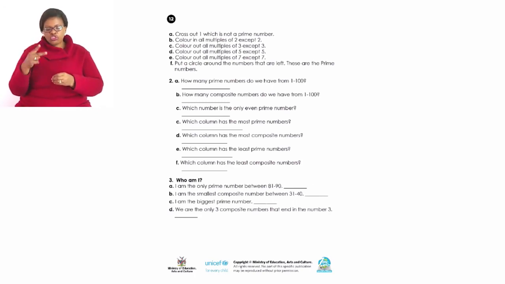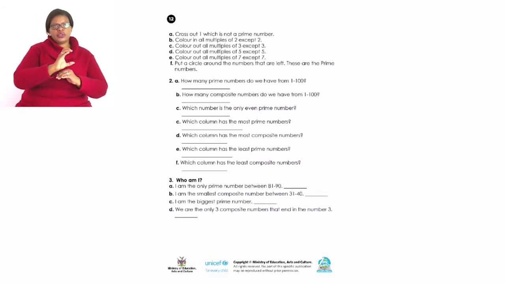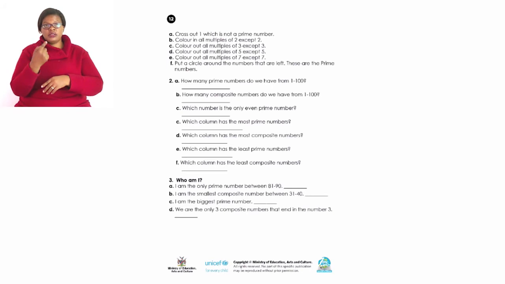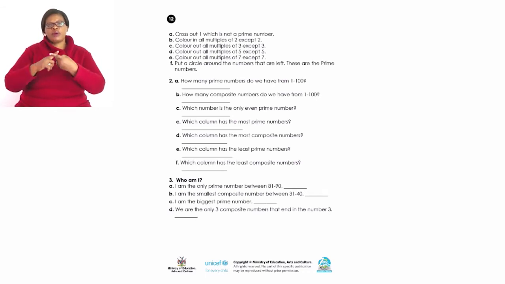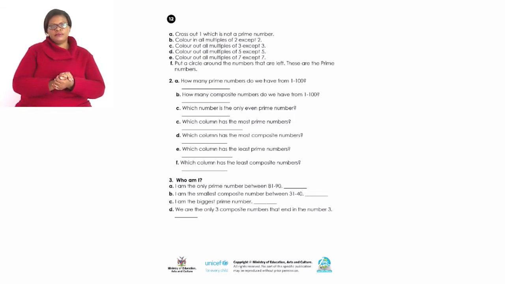And then C, color in all the multiples of 3 except 3. And then D, it also says color in all the multiples of 5 except 5. And then E, color in all the multiples of 7 except 7. Now, once you are done, at least up to E, you're going to notice certain things.